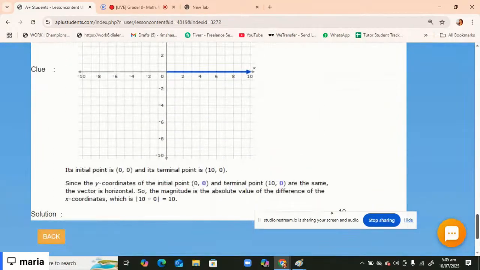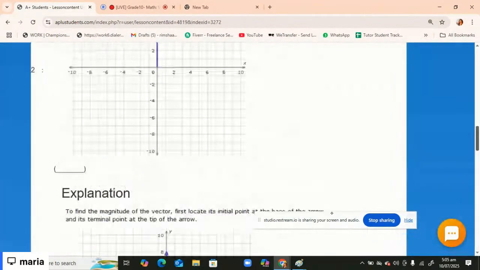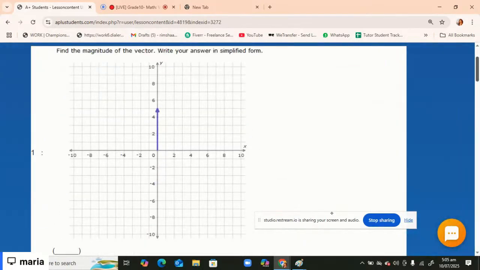Okay, so now how can we find it? So this is again 10 minus 0, so that is 10. Okay, so this is the representation of the vector, because if it's negative, then you turn it into positive. That's it.